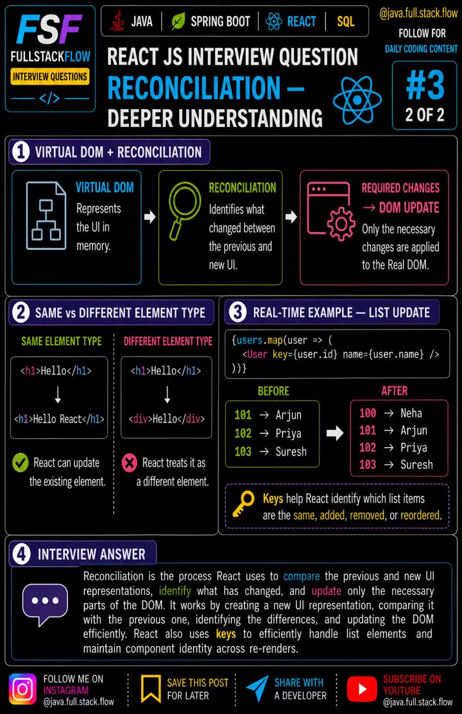So if the interviewer asks what is reconciliation and how does it work, you can answer like this. Reconciliation is the process React uses to compare the previous and new UI representations, identify what has changed and update only the necessary parts of the DOM. It works by creating a new UI representation, comparing it with the previous one, identifying the differences and updating the DOM efficiently. React also uses keys to efficiently handle list elements and maintain component identity across re-renders. That's all about reconciliation and how it works.